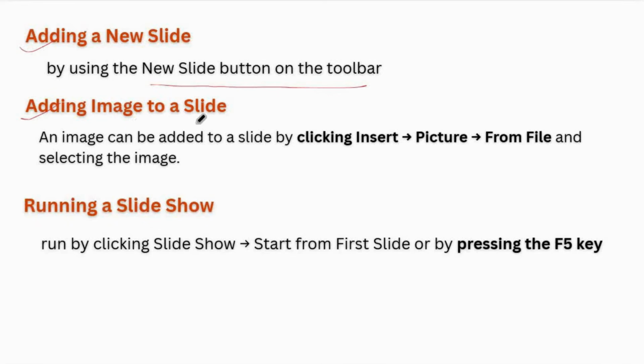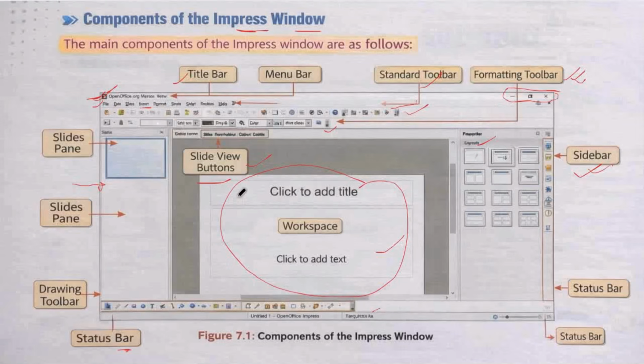Then adding an image to a slide. How to add an image to a slide? An image can be added to a slide by clicking Insert, Picture, From File, and selecting the image. For adding the picture in the slide, you can click on Insert, choose the picture and add it here.